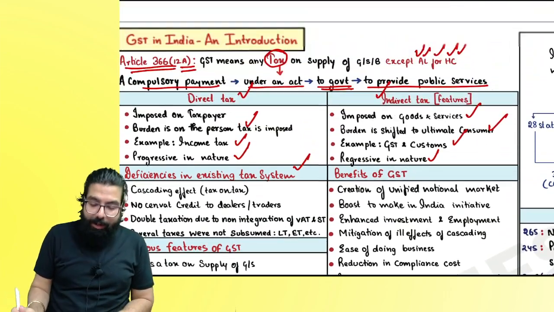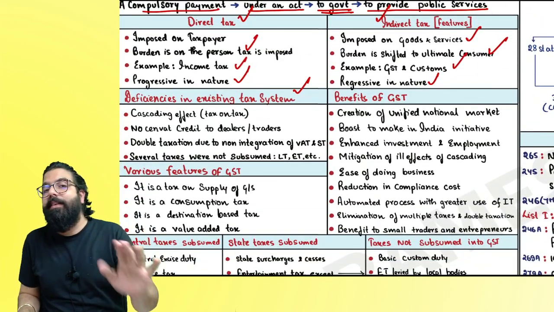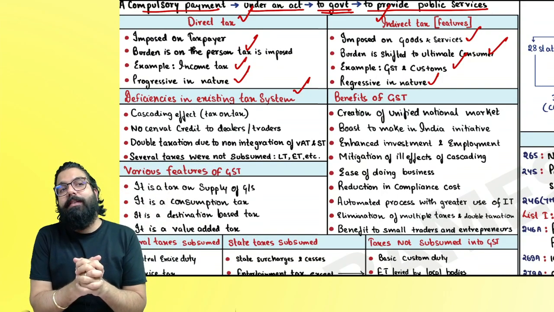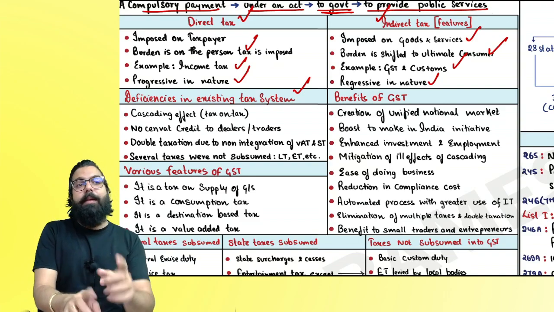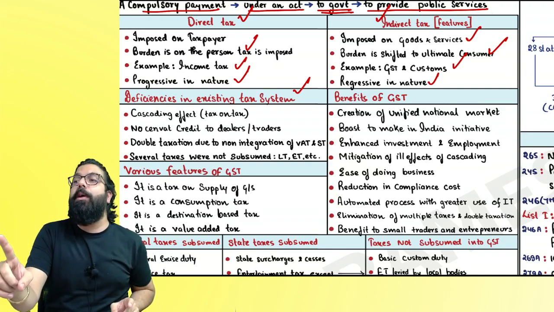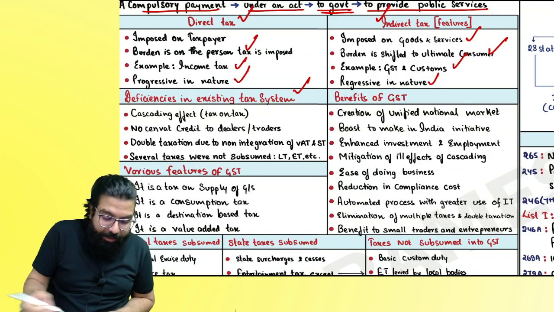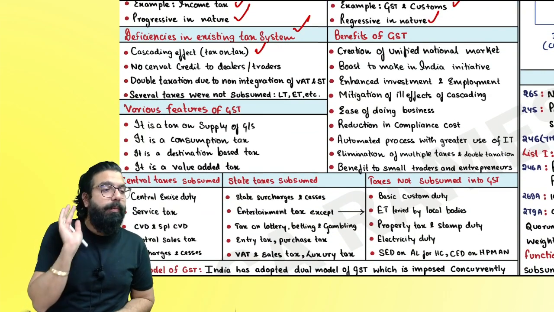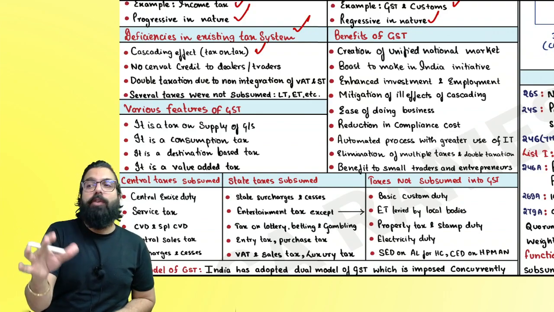Then we have the next one, which is deficiencies in the existing tax system. What were the problems in the earlier tax system because of which GST came in? Number one, the cascading effect, means tax on tax was happening earlier, because of which GST was brought in so that there is no tax on tax.